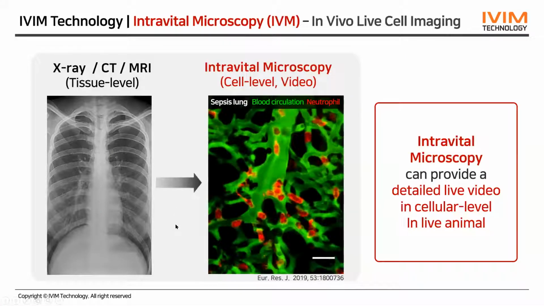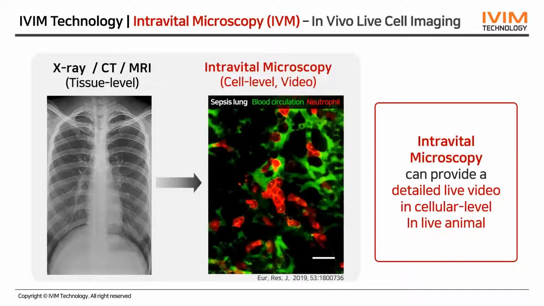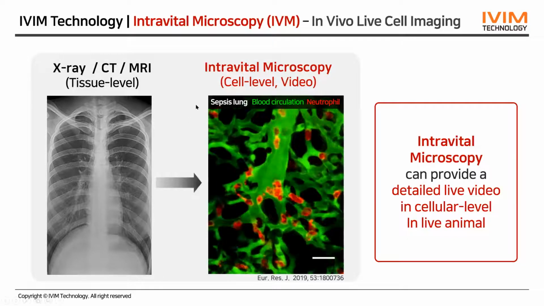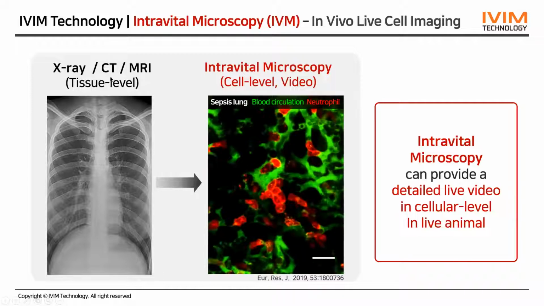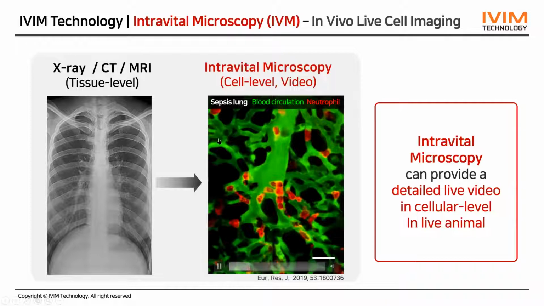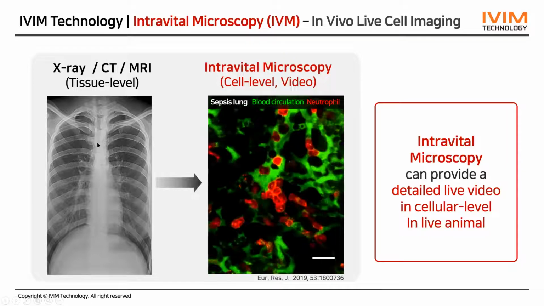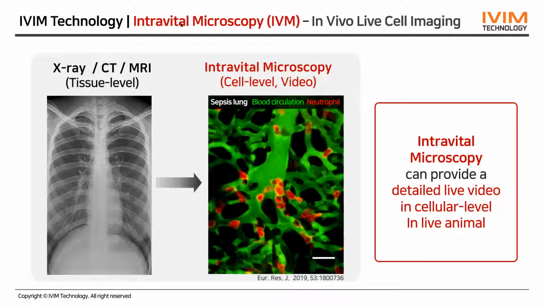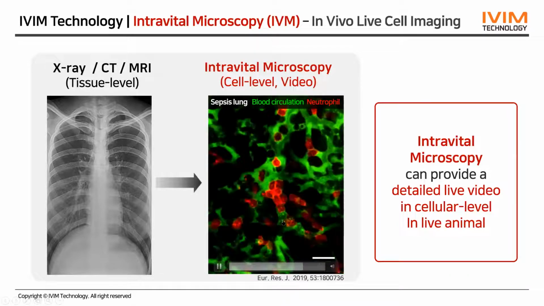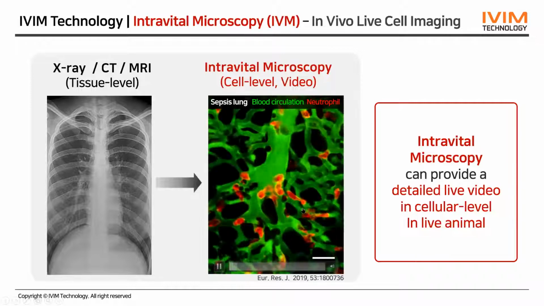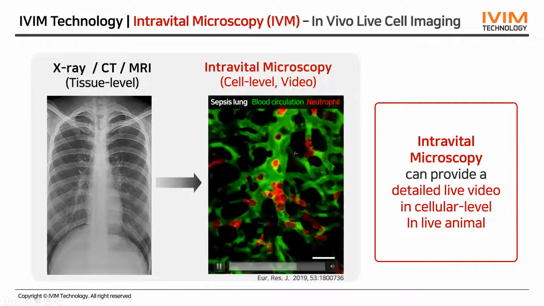This is our introduction slide to show you the advantage and the power of IntraVital microscopy compared to conventional imaging technology such as X-ray, CT, or MRI. Conventional technology can take only a snapshot in very low resolution at the tissue level, whereas IntraVital microscopy can provide a very detailed live video at single cellular level resolution in a live animal model, as shown in this video in the middle.